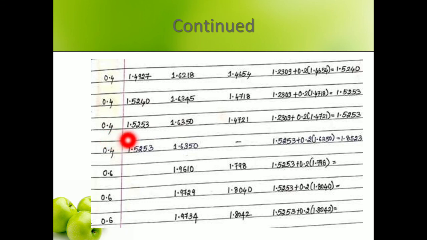1.5253, when x is 0.4, new y value is 1.5253. So you're getting the same new y value, so you can stop the iteration by not taking the mean slope. So once you stop the iteration, 0.4, 1.5253, 1.6350 is your y dash value. Don't take the mean as you are going to change the iteration here. So your new y value will be equal to 1.8528. Carry that in the next equation.